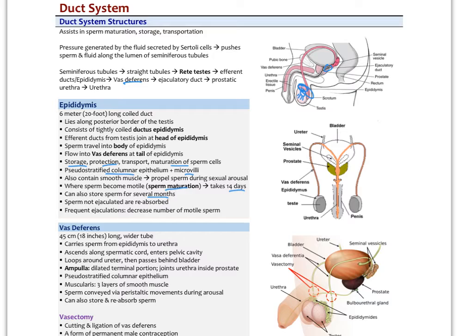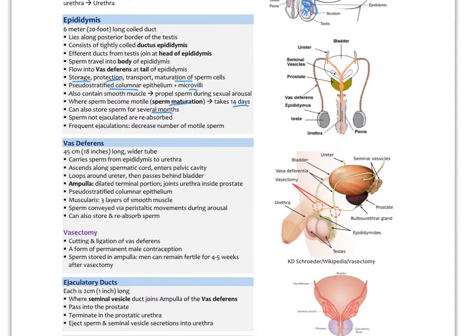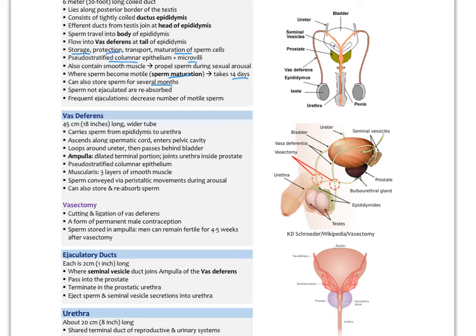From the epididymis, the sperm will then travel to the vas deferens, which is only about 18 inches long. It's wider, and the vas deferens will loop around the ureters. You see that in the picture here, it loops around the ureters behind the bladder, and they're going to converge and enter the prostate gland.